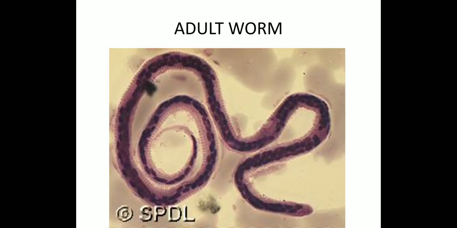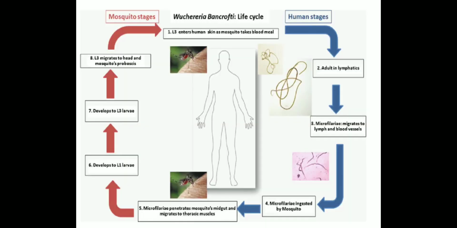See, this is an adult filarial worm. It is so big when compared to the malarial parasite. It is so big. Okay, again the life cycle of the filarial worm, Wuchereria bancrofti. See how again it is transmitted through a mosquito bite.